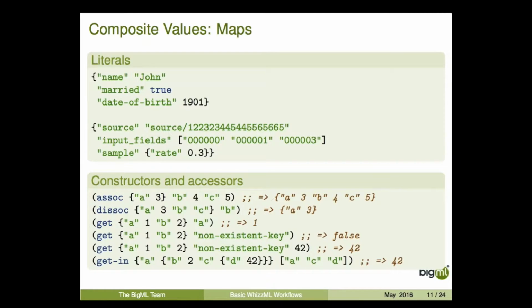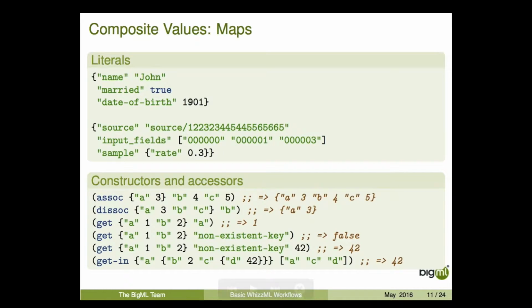And then the other type of composite value that we can create in WhizzML that's very important is a map. In Python, this is a dictionary, or a hash map in Java land. So it's basically what you're expecting. It's a mapping of keys to values. So here in this map, I have the key name, and I'm going to map that to the string John. I have the key married, and I'm going to map that to the Boolean value true, and I have the key date of birth, and I'm going to map that to the integer value 1901.